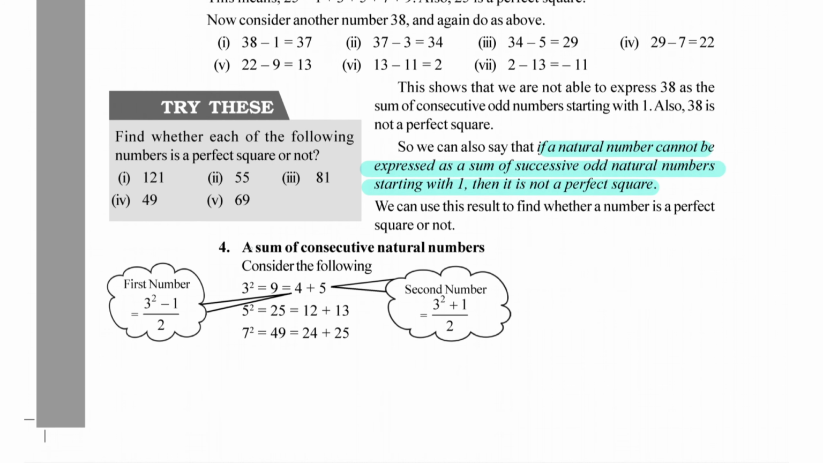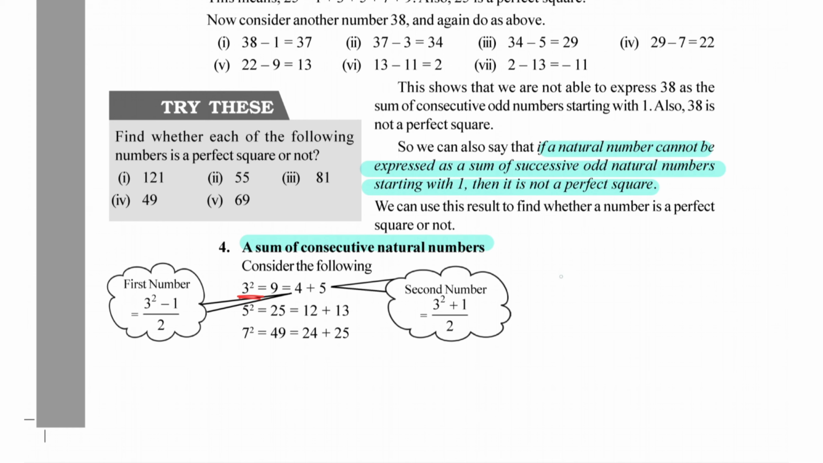Next we have the sum of consecutive natural numbers. Now here, if you consider the square of any odd natural number, for example you can consider 3 here, consider the square of an odd natural number. That square can be written as the sum of consecutive natural numbers.